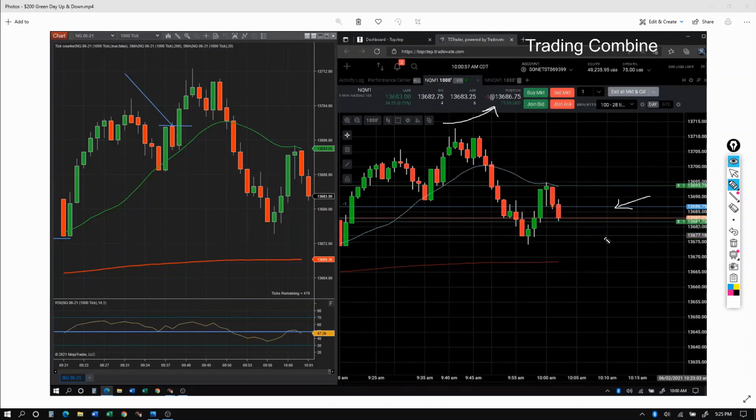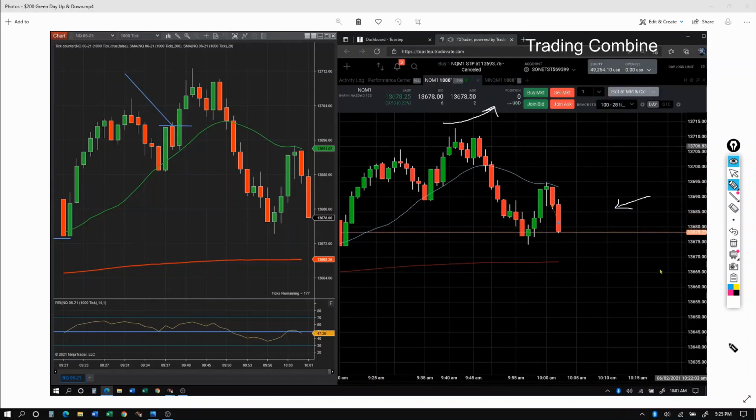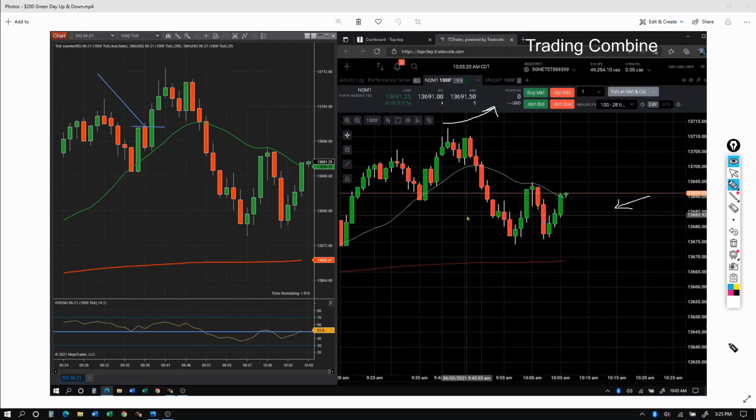But I do move it up because I don't trade in a way where I risk 1 to make 2, or like I don't have an RR, a risk to reward, per se. I just place my price targets where I deem fit.